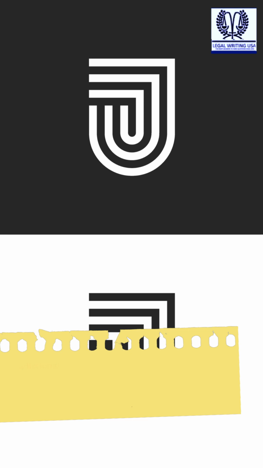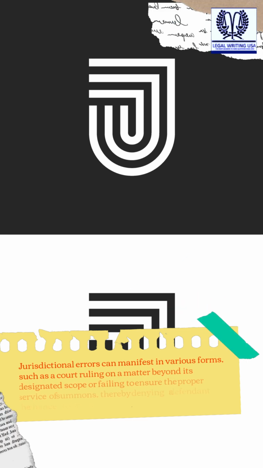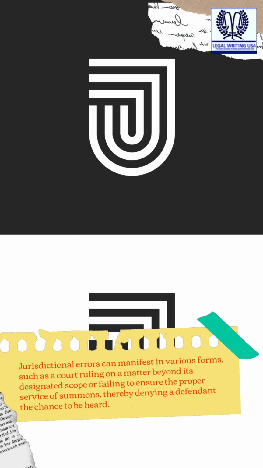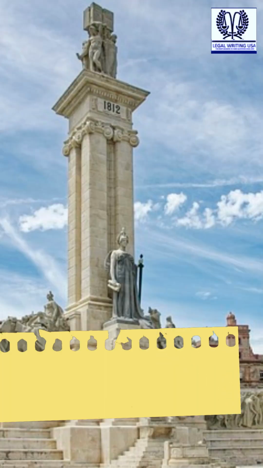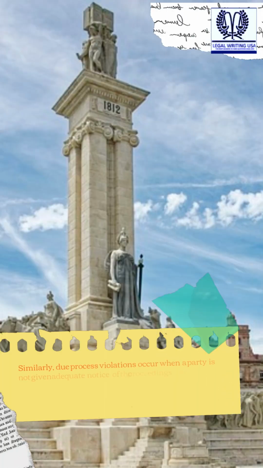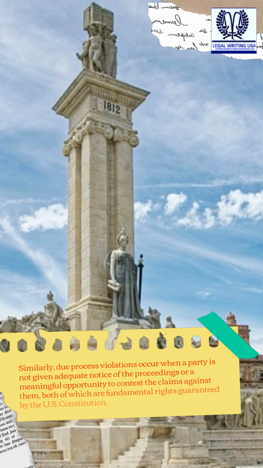Jurisdictional errors can manifest in various forms, such as a court ruling on a matter beyond its designated scope or failing to ensure the proper service of summons, thereby denying a defendant the chance to be heard. Similarly, due process violations occur when a party is not given adequate notice of the proceedings or a meaningful opportunity to contest the claims against them, both of which are fundamental rights guaranteed by the U.S.